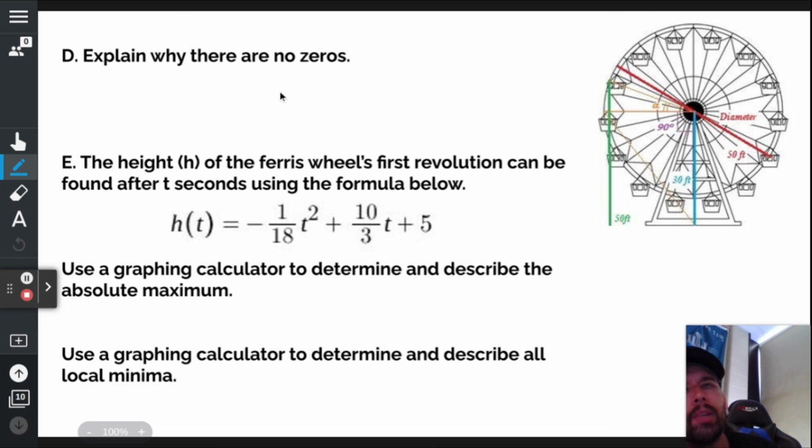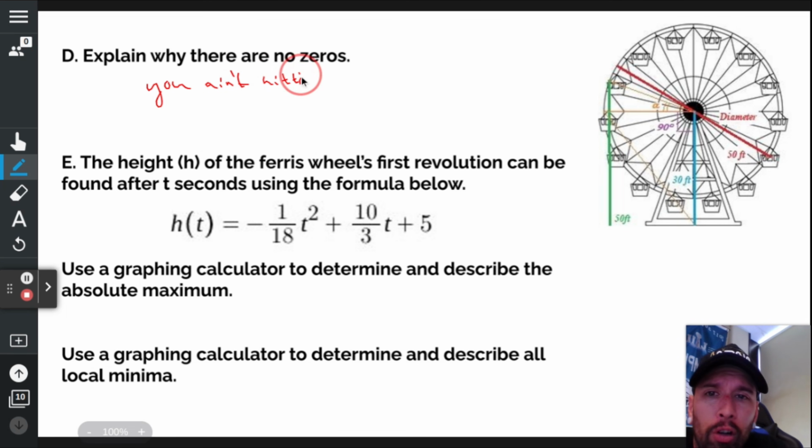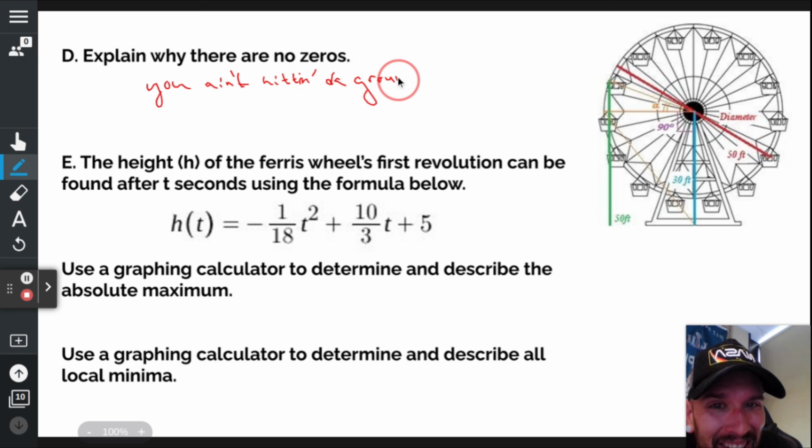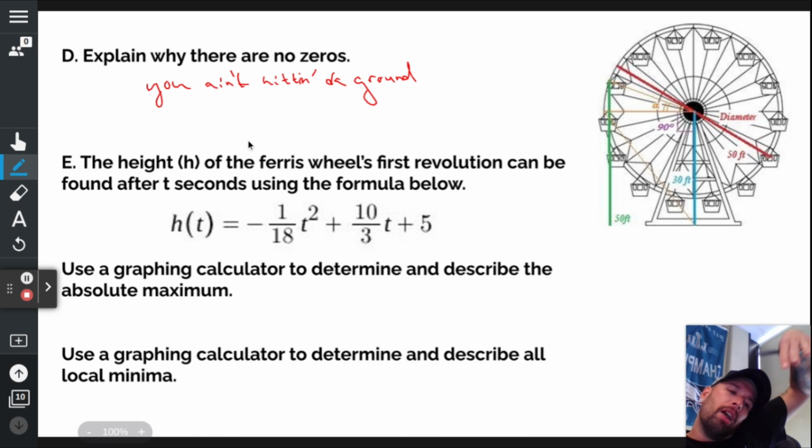Explain why there are no zeros. Well, 0 means the ground. If you had a Ferris wheel that hit zeros, that means you would hit the ground. Why are there no zeros? Because you ain't hitting the ground. The lowest point that we go is 5 feet, not the ground. We never at any point touch the ground. So a 0 would imply you're hitting the ground.